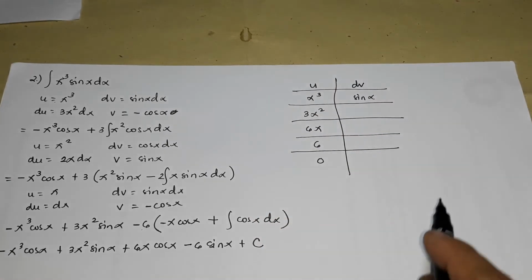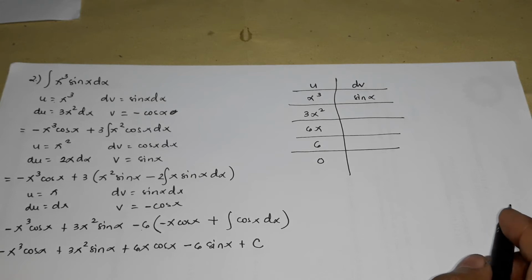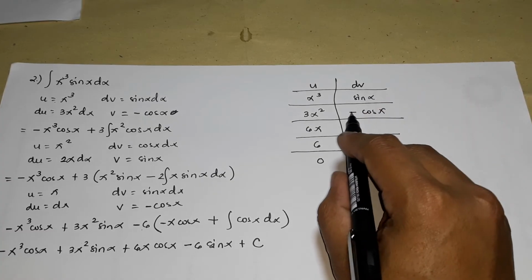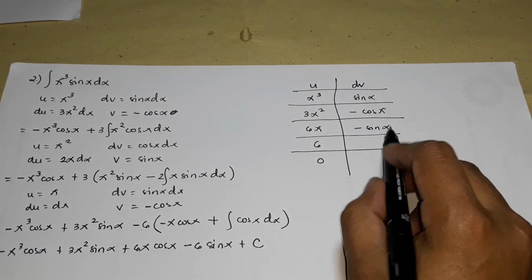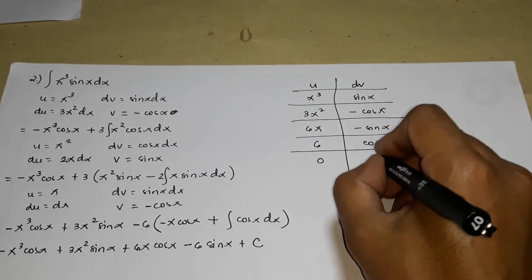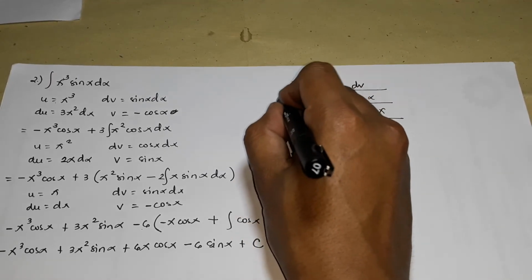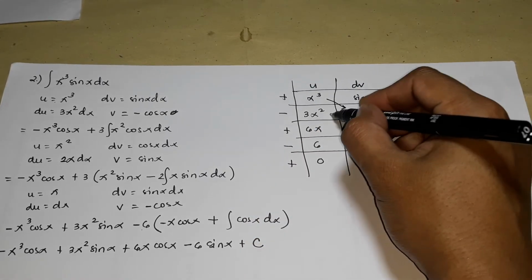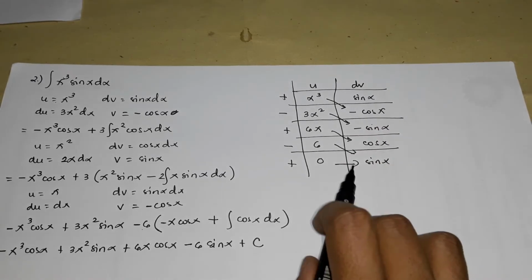And then for sine x, you keep on integrating until you reach the column where the derivative of x cubed is 0. So you have the integral of sine x is negative cosine x. The integral of negative cosine x is negative sine x, and the integral of negative sine x is positive cosine x, and the integral of cosine x is positive sine x. And then for the distribution of signs, we have positive, negative, positive, negative, positive, and then you do the slant multiplication. And then the last part will be the product of 0 and sine x.